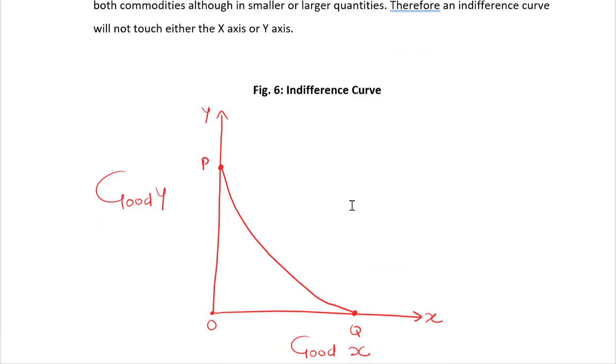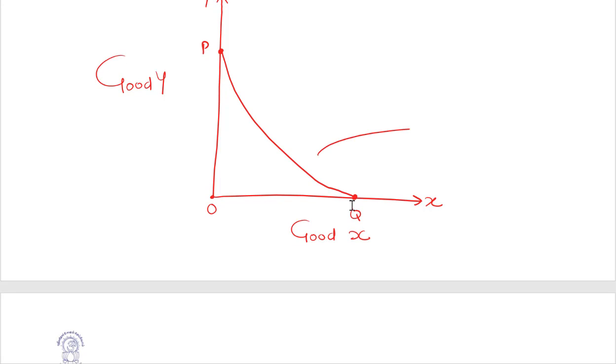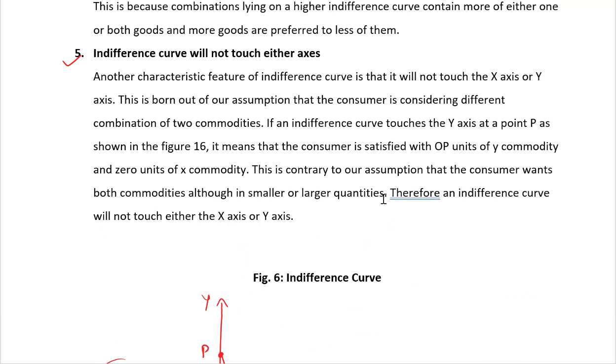Why? Just see it over here, this is an indifference curve. But this is wrong because this is not possible. Another characteristic feature of IC is that it will not touch the X-axis or Y-axis. Why? Because this is born out of our assumption that the consumer is considering different combinations of two commodities.